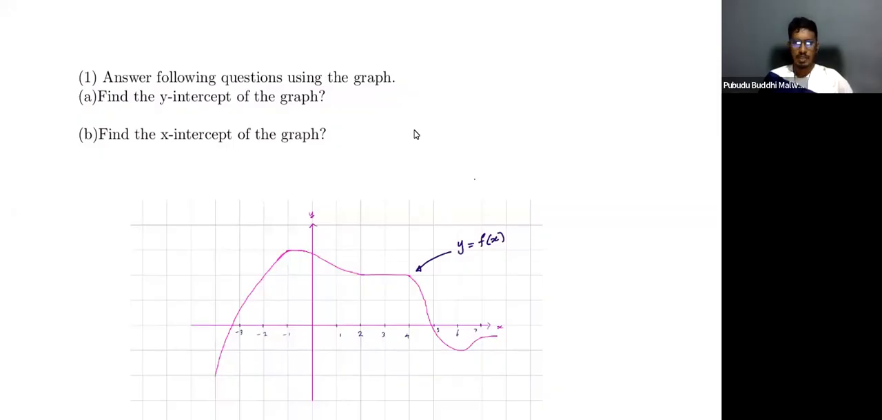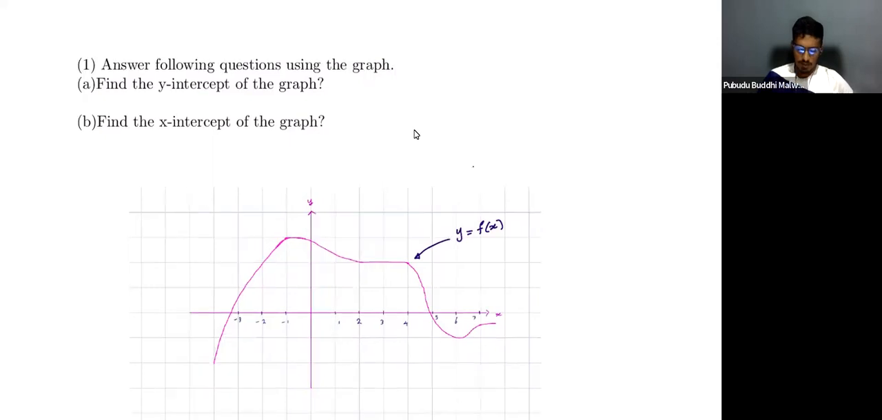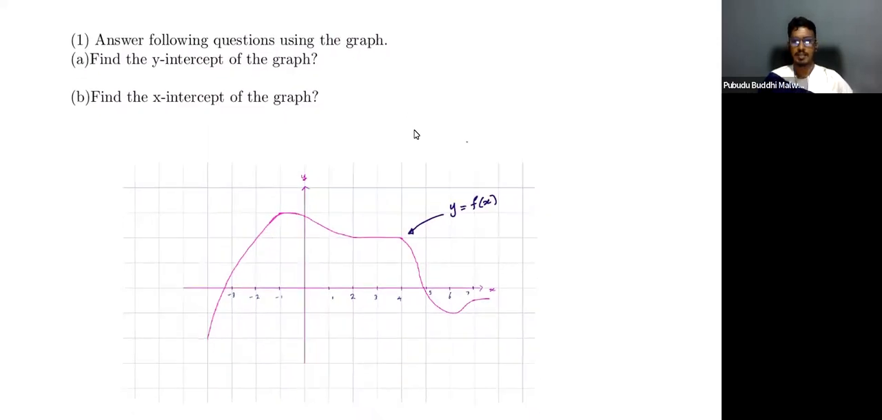Okay, in today's session, I'm trying to give you a few ideas about graphs and how we can use graphs to compute y-intercepts, x-intercepts, and function values at certain points. And then we can continue these lessons towards solving equations using graphs as well. So first of all, the y-intercept and the x-intercept of the graph, very obvious, I think.